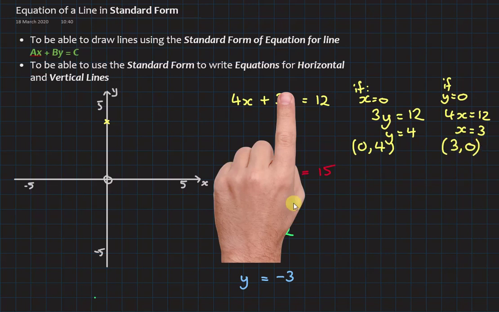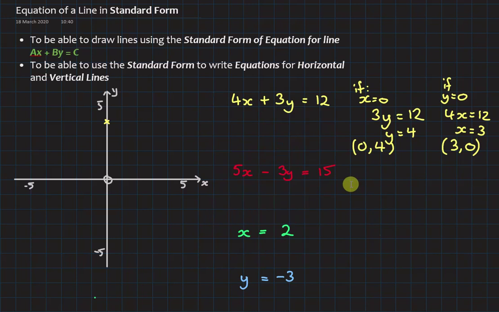I'm not going to keep doing the cover-up method. We don't need to. You get the idea. You can cover up one term by saying the variable inside it is 0. So I don't need the hand anymore. I have my second coordinate. X equals 3 when y equals 0.